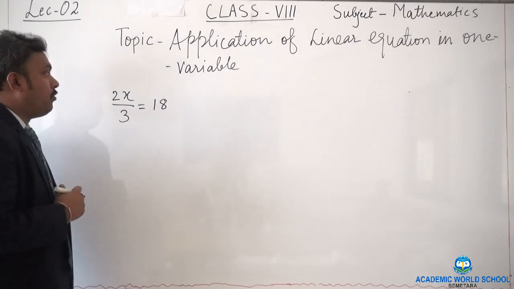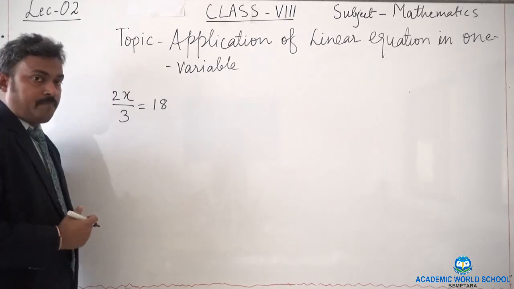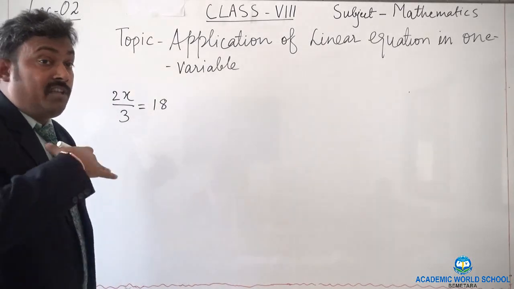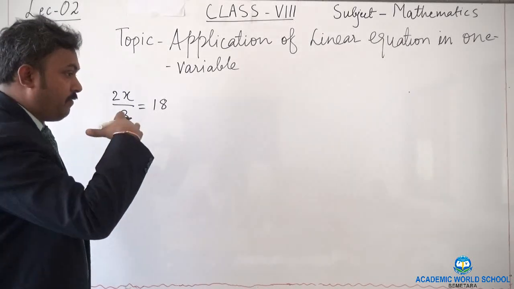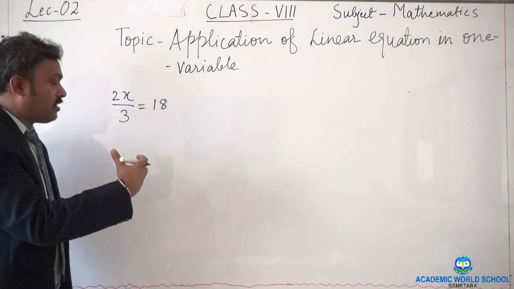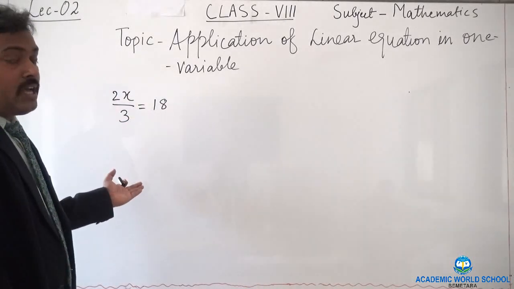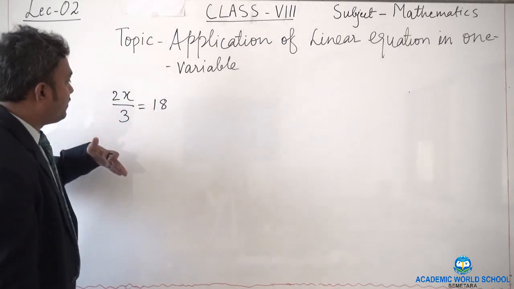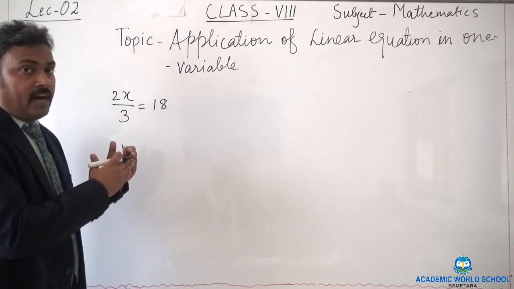So what we need to do? Even we do not need to do the second step. Second step, remember that we need to add or subtract to move a variable or constant from one side to another side. So here we do not require to do that also. Then we come to the next step. Next step is we need to multiply or divide.